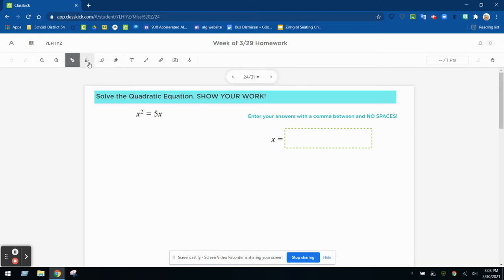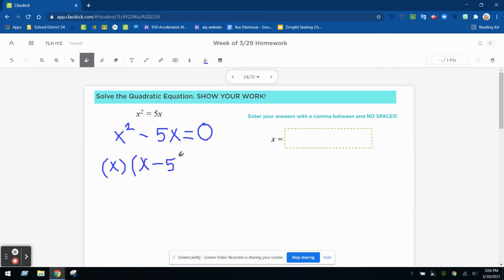All right, 24. We cannot solve by square roots because I don't know what the square root of 5x is. So I'm going to start by moving everything to one side so that it's equal to 0. I'm going to do that by subtracting 5x so that I have x squared minus 5x equals 0. Our next step is to always look for a GCF. In this case, I do have a GCF. They both have an x. So if I factor out x, I'll be left with x minus 5. And they both still equal 0.